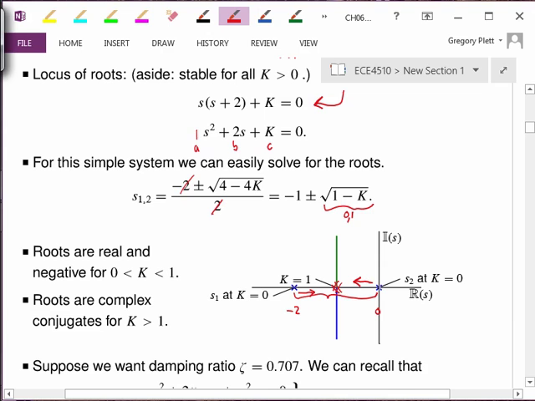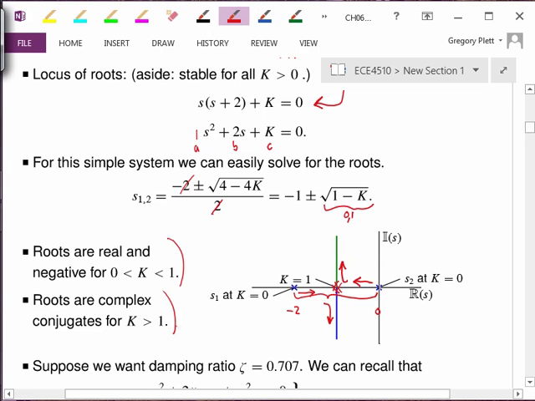When k is bigger than 1, the inside of the square root becomes negative, and so the square root itself becomes imaginary. And I have minus 1 plus or minus some imaginary number, so overall it is complex. So I've got one pole that goes up, I've got one pole that goes down. The real part is minus 1, and the imaginary part is the square root of 1 minus k. So in conclusion, the roots are real and negative for k between 0 and 1. The roots are complex conjugates for k bigger than 1.